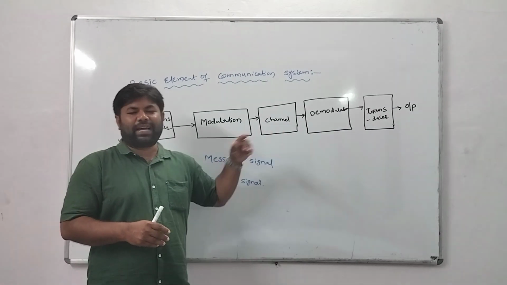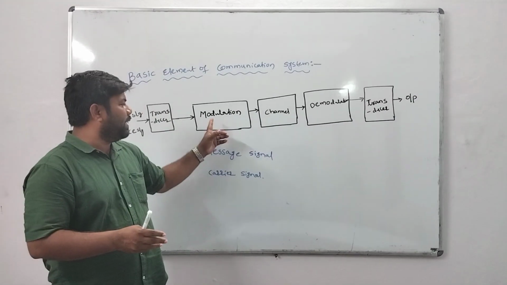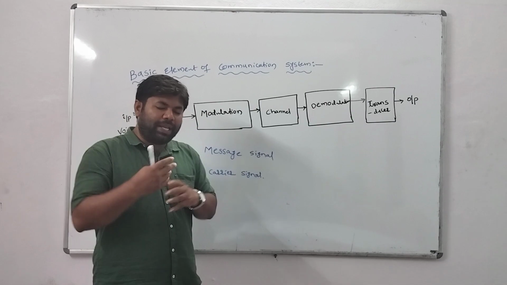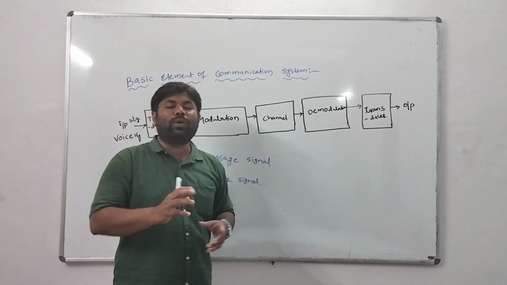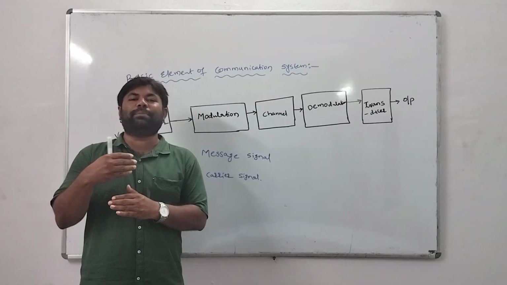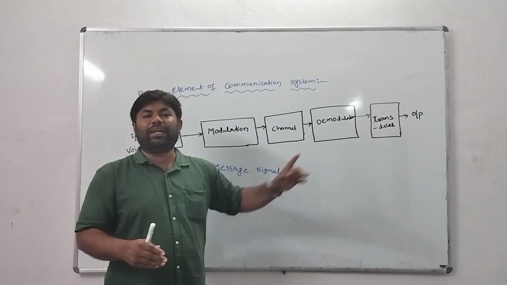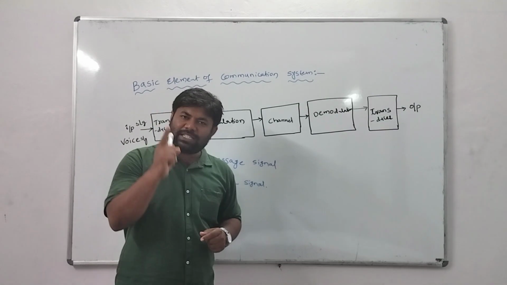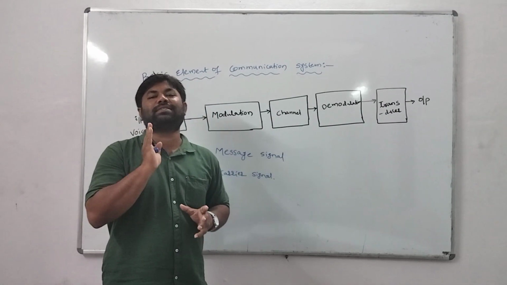The channel is the mediator between modulation and demodulation. Noise is created in the channel. The channel is a medium between the modulation and demodulation processes. In the modulation process, we do the transmitter part and the encoding process.